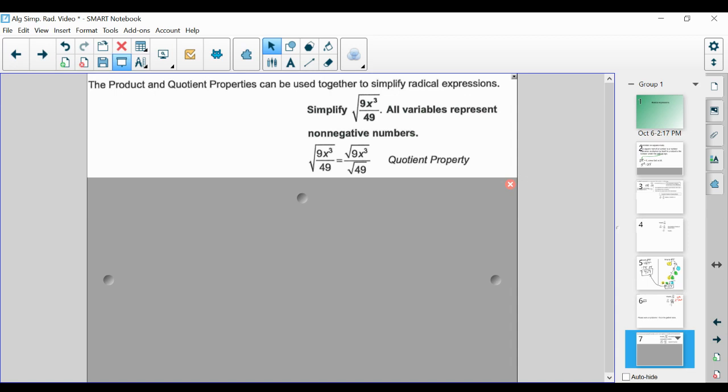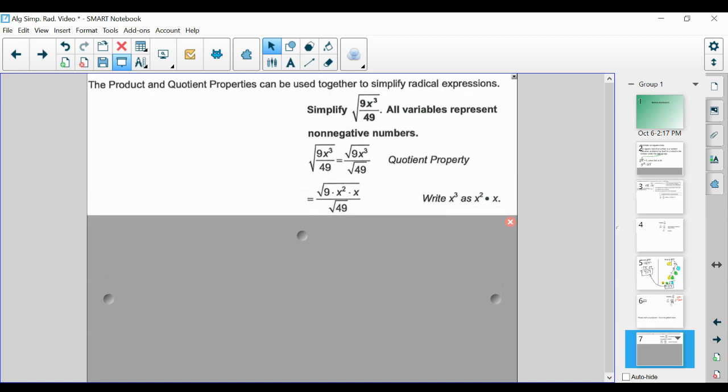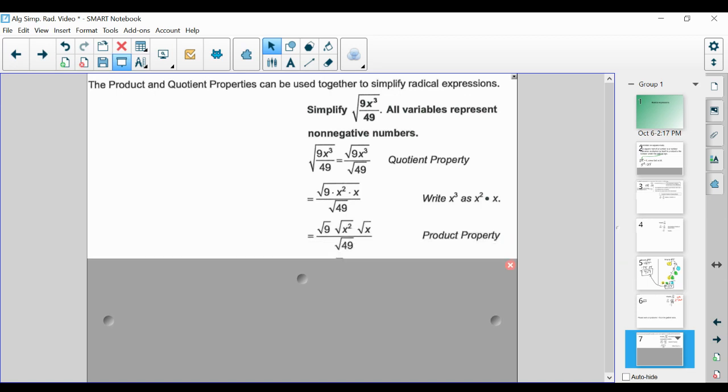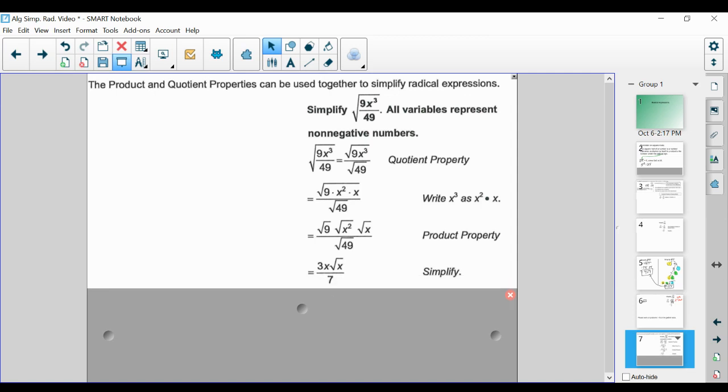We're going to use the product property to break it apart here. So we get the square root of 9 times x squared times x. And we can do that because x cubed, or x to the third, can be written as x squared times x, divided by the denominator, the square root of 49. Well, the square root of 9 is 3. The square root of x squared is x, and the square root of x just stays the same. The square root of 49 is 7.